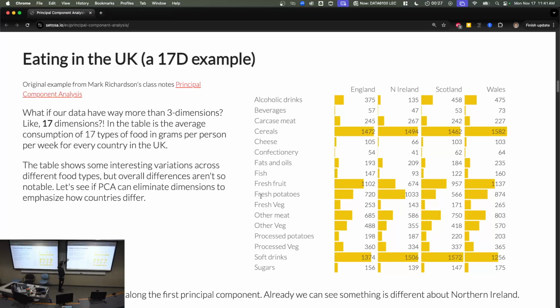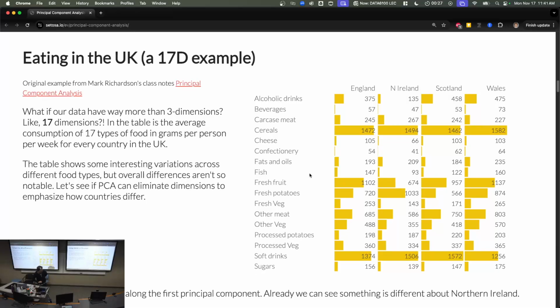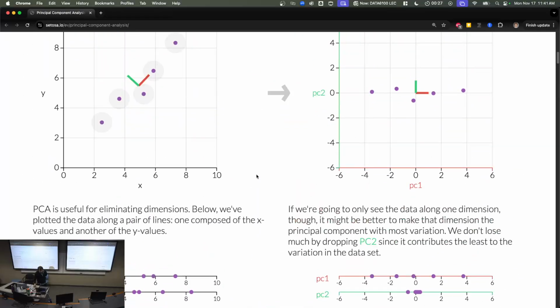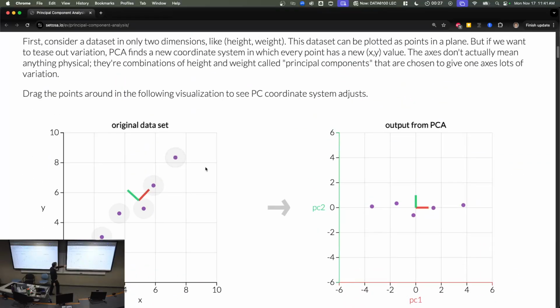The table shows some interesting variation across the different types of foods. Hard to see what they are, but you figured out by staring at it for long enough that Northern Ireland, the second column, is a little bit different than the other ones. We could have also done it with PCA. So PCA would have said, take these points in 17-dimensional space and find the direction along which these points are the most spread out. Again, thinking of the analogy in 2D, imagine there were 4 points, the 4 countries. Find the direction in which they're the most spread out, and then rotate so that we're looking in that direction, and then look at the data.